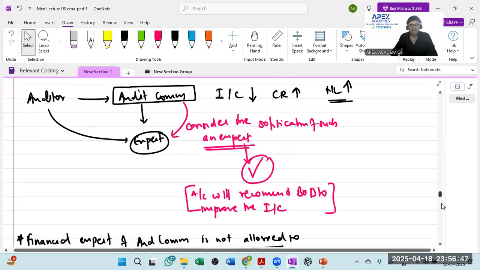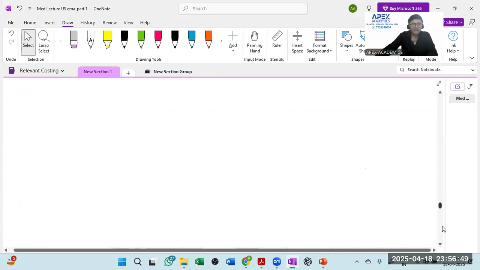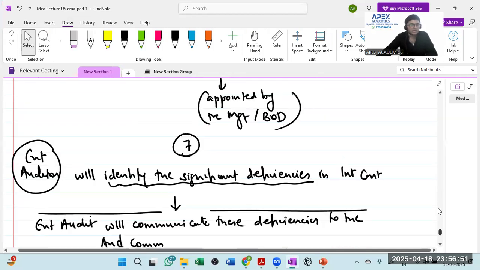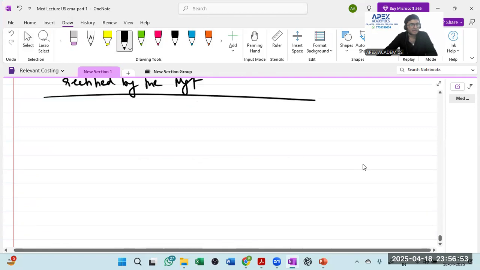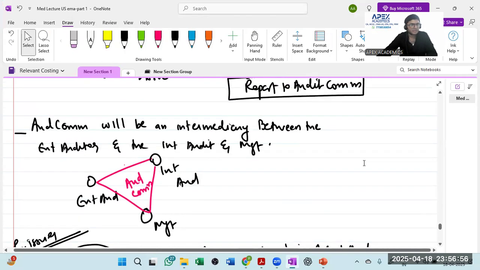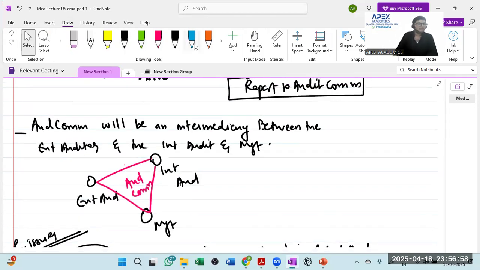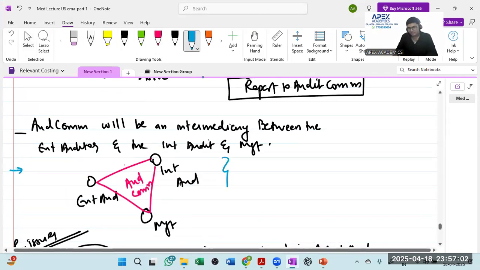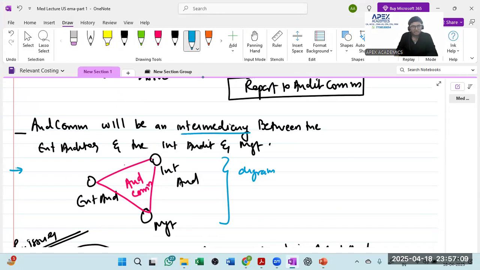The intermediary diagram we have drawn over here, I think it was a very good use of colors. This is the diagram that I'm talking about. What does this show? It shows that the audit committee will be in between the auditors and the management. I hope you guys understand this.